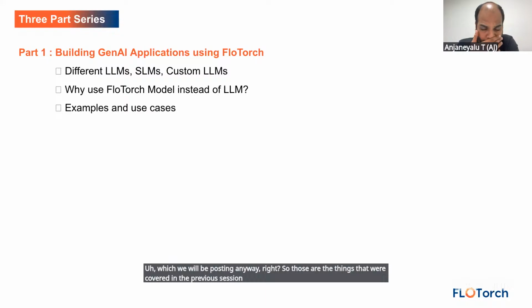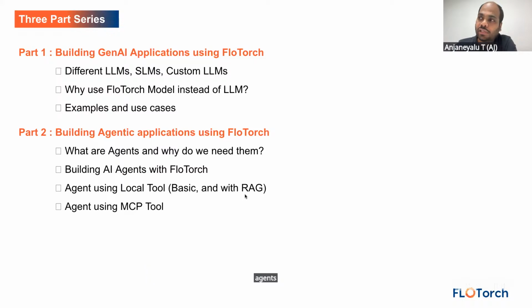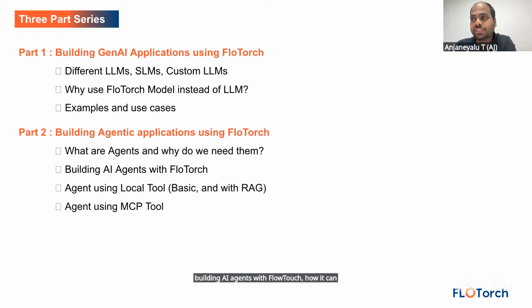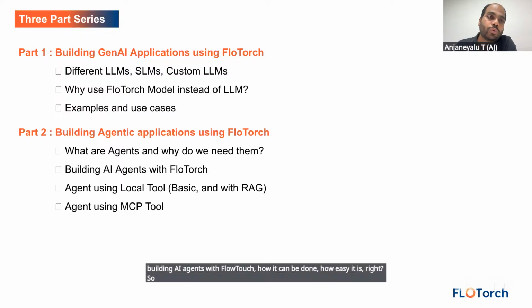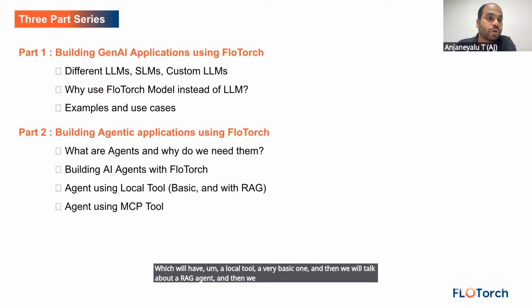Now, in today's session, we will be talking about agents, as I said earlier. We'll talk about what agents are and why we need them. Apart from that, building AI agents with FloTorch, how it can be done and how easy it is. Then we will move on to the demo part. I'll give a demo of 3 applications today: one with a local tool, a very basic one, then a RAG agent, and then we'll also look at how an MCP tool is used for an agent.